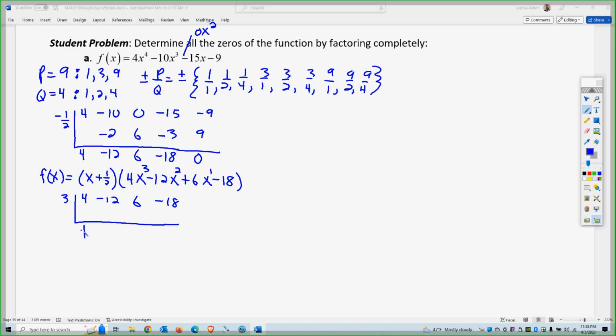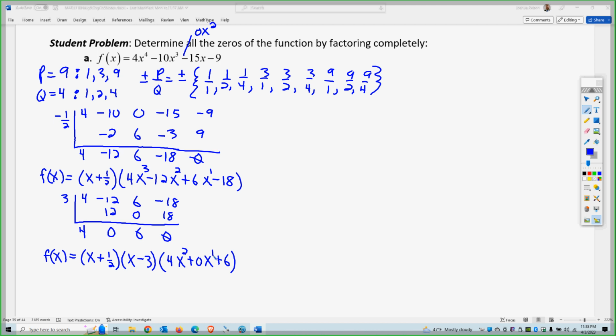So I'm going to add, multiply by 3, and repeat that. Okay, so it looks like we have one that works, right? All right, so f of x equals x plus 1/2, and then x minus 3 will give me positive 3, and then 4x squared plus 0x plus 6. So the one prior to this was 3, so now this is down to 2, since I took 1 out.